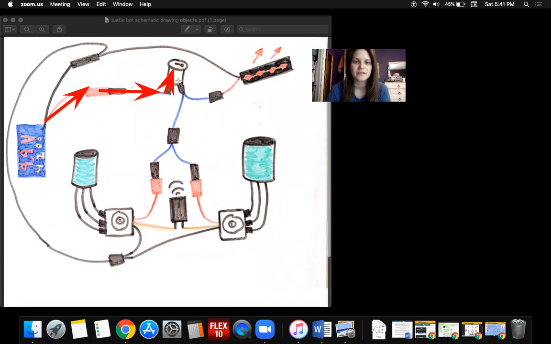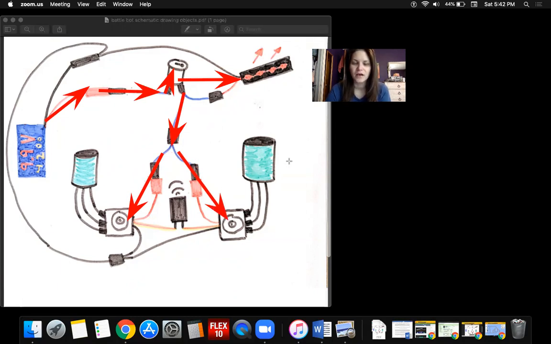And then it's going to split off. Part of it is going to go into our light, and then part of it is going to come down here to the motor controllers. And then it's going to split again. So we're going to split off. Part of it will go to one motor controller, and then part of it will go into another motor controller.